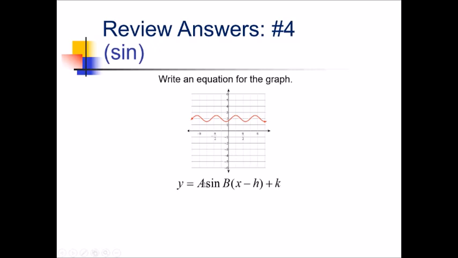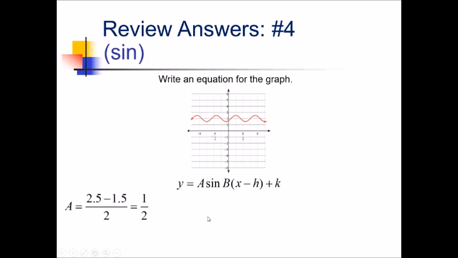For the amplitude, that's half the height. So top minus bottom y value divided by 2. So we've got 2.5 minus 1.5 over 2. That's 1/2. For the b value, I need 2 pi over the p value, the period.